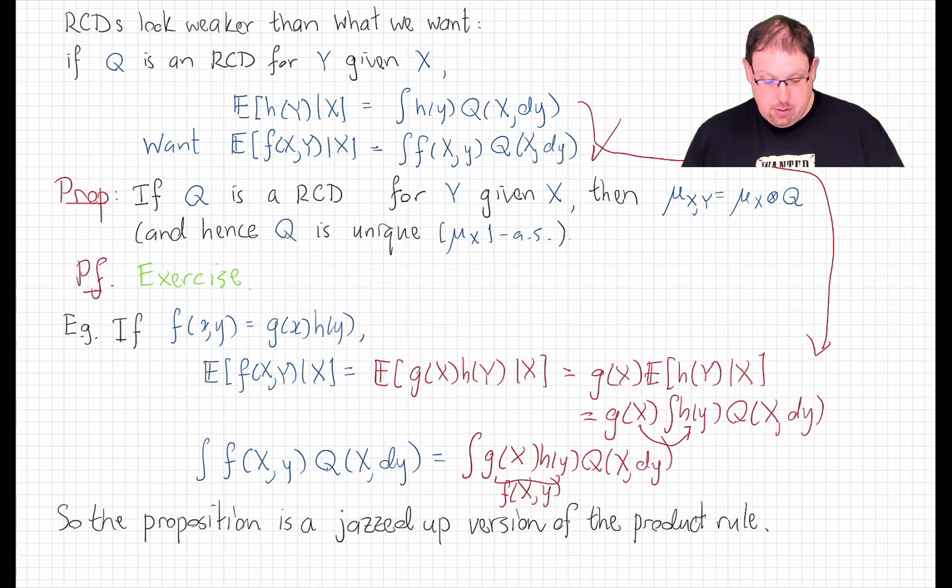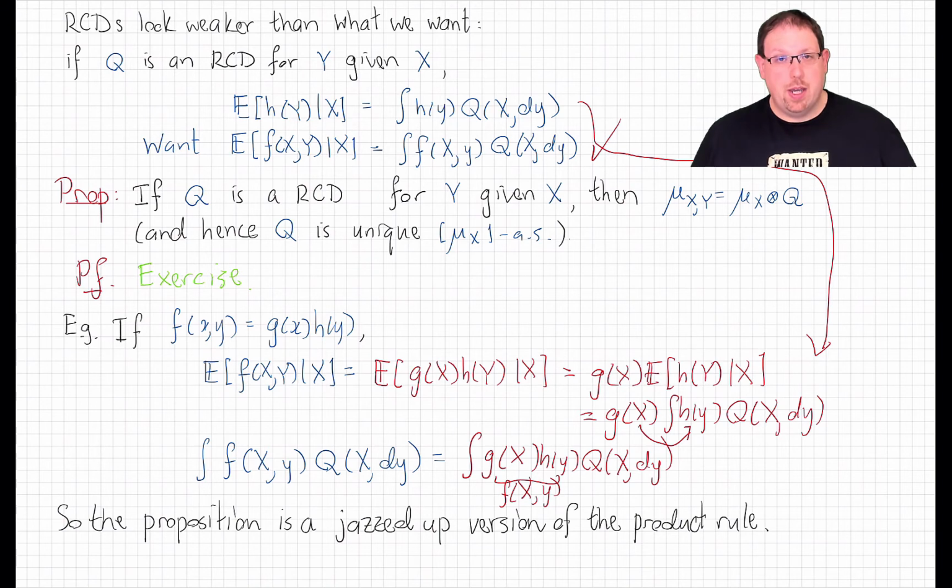So now in order to prove this in general, you need to see how to generalize from tensor product functions to general measurable bounded functions. And that's your homework. For this reason, we might call this proposition a jazzed up version of the pull-out product rule for conditional expectation. Okay, so again, I've given you a definition.